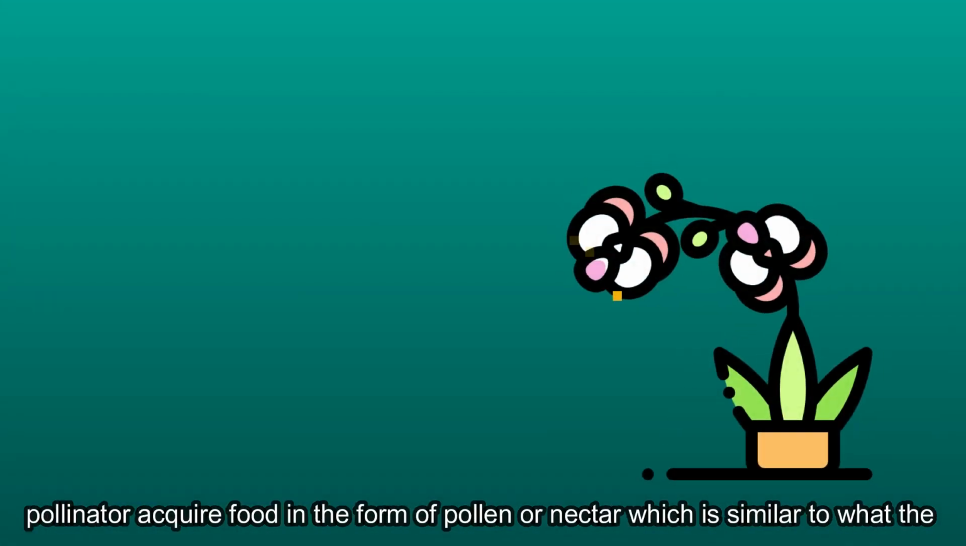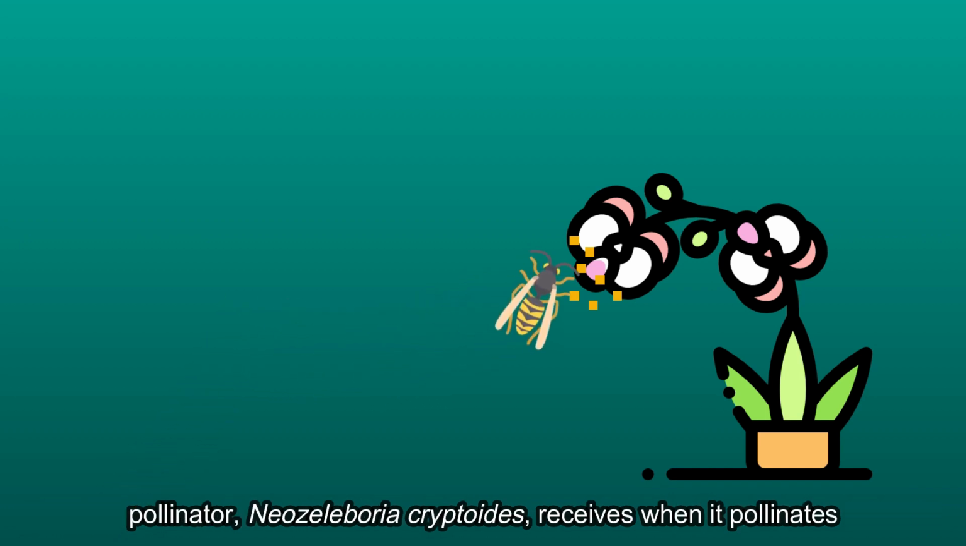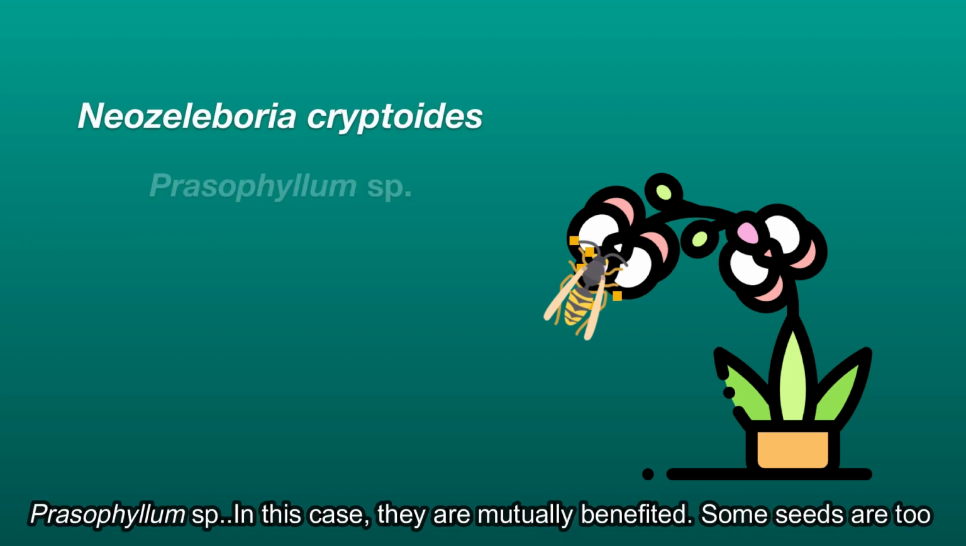Most pollinators acquire food in the form of pollen or nectar, which is similar to what the pollinator Neozeleboria cryptoides receives when it pollinates Prasophyllum. In this case, they are mutually benefited.